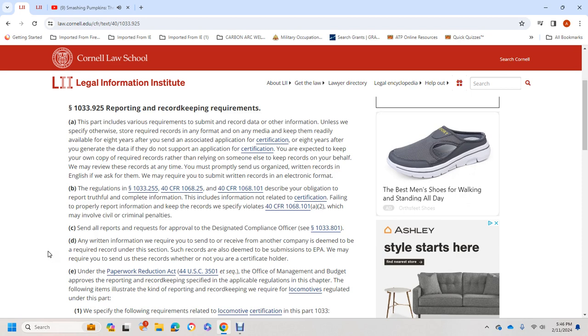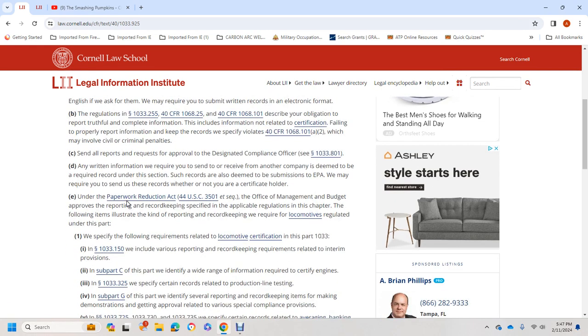Title 40 CFR 1068.25 and Title 40 CFR 1068.101 describe the obligation to report truthful, complete information, including information not related to certification. Failing to properly report information or keep the records we specify violates Title 40 CFR 1068.101(a)(2), which may involve civil or criminal penalties. C. Send all report requests to the designated compliance officer, 1033.801.